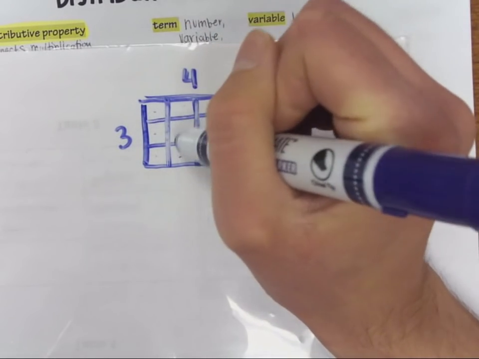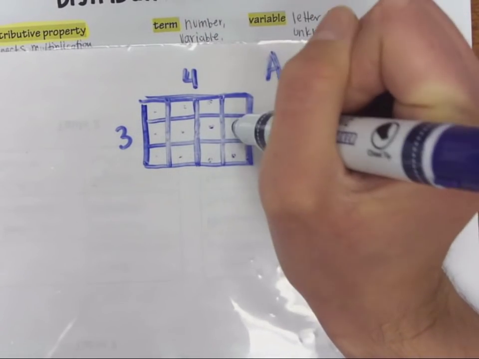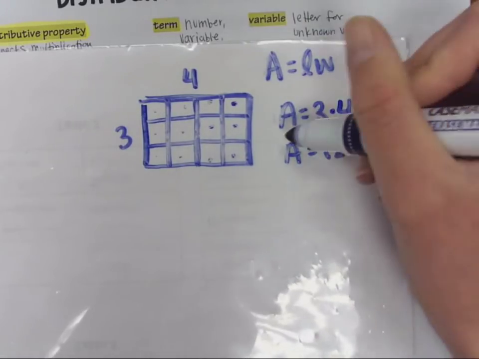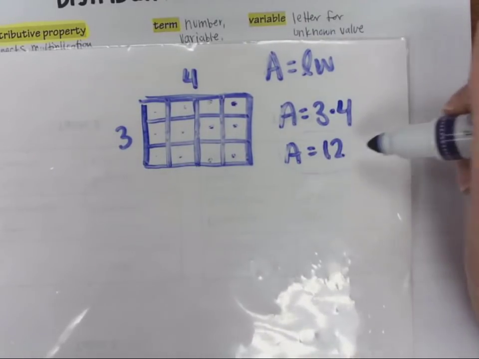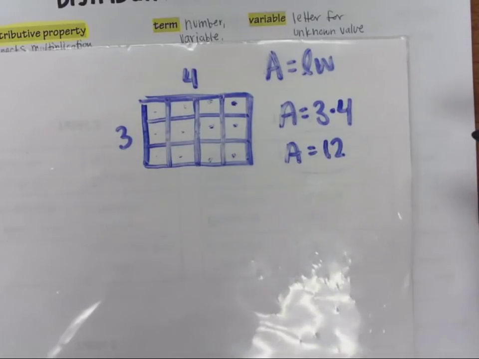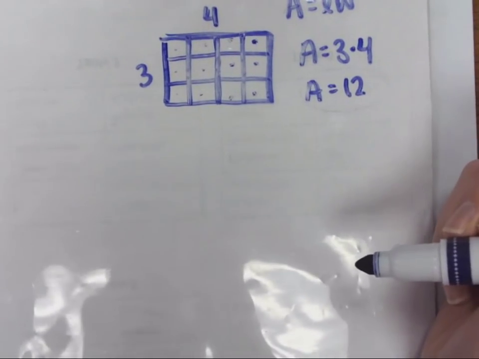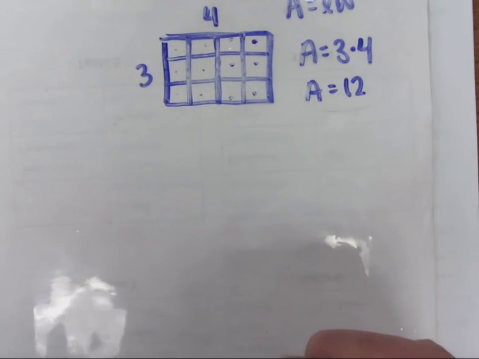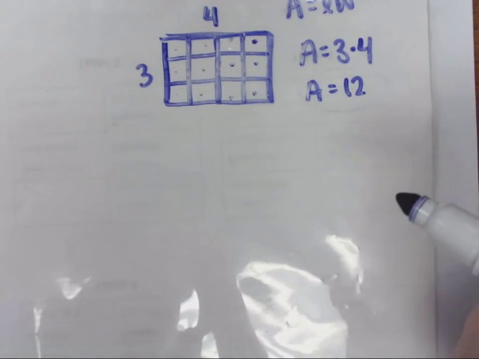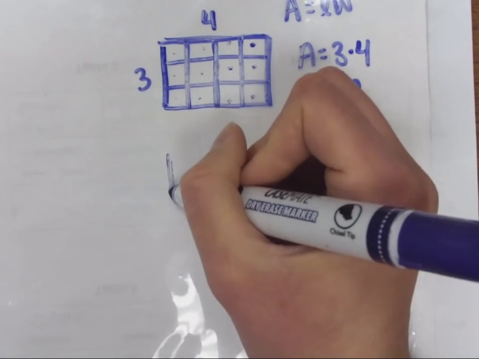1, 2, 3, 4, 5, 6, 7, 8, 9, 10, 11, 12. 12 units, 12 little squares, so my area is 12, just like I thought. But let's say, instead of writing 4, maybe I've got 2 smaller boxes that I'm squishing together side by side.